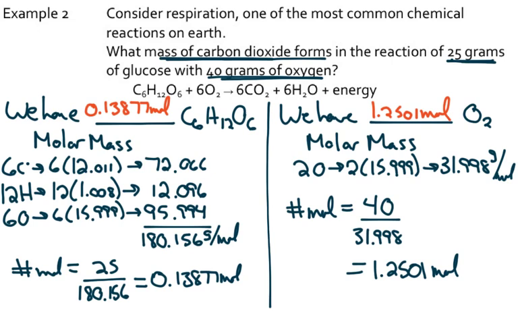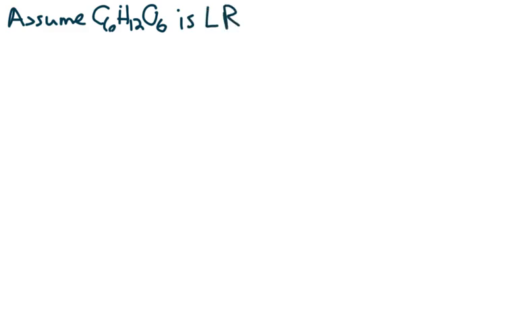Now here is where we need to make an assumption, and we need to assume that one of these is our limiting reagent. Again, it doesn't matter which one. I'm going to pick the sugar. And again, it does not matter which one you assume, because we'll go through both scenarios, where the assumption is false, like on example 1, and there will be examples where the assumption is true.